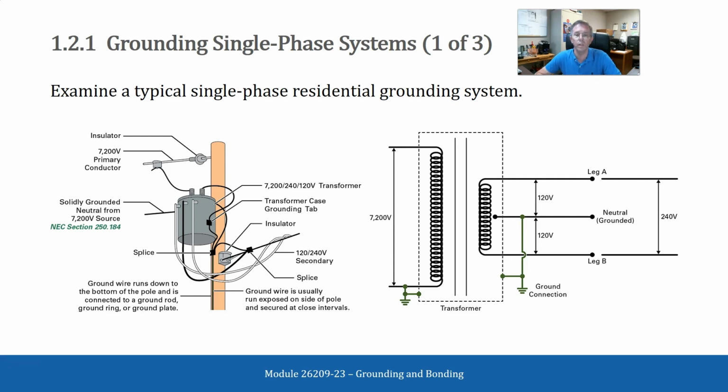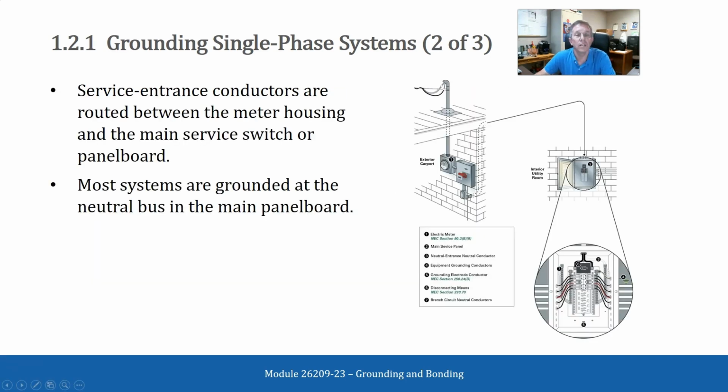The ground wire is usually run exposed on the side of the pole and secured at close intervals. Service entrance conductors are routed between the meter housing and the main service switch or panel board. Most systems are grounded at the neutral bus in the main panel board.